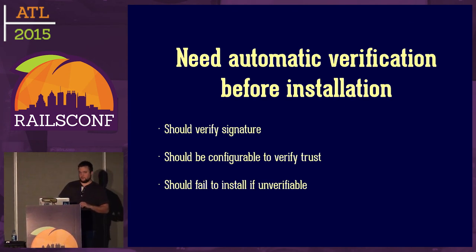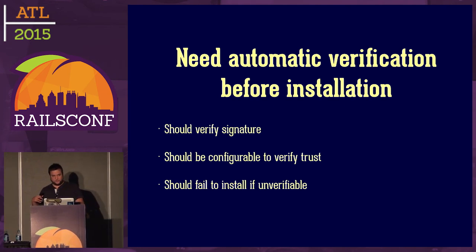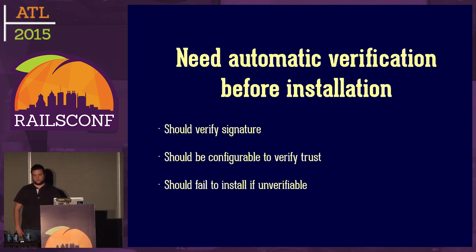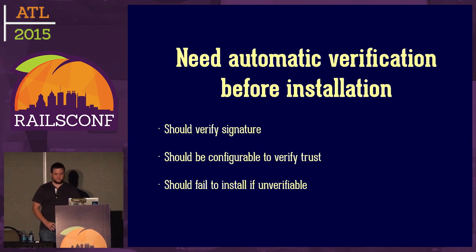It should be configurable to verify trust. So if I have a large web of trust myself, then I should say, you should be verifying that the person who wrote this software is somewhere in my web of trust. And if either of those checks fail, if you've configured trust, or if the signature fails, the gem shouldn't install at all, because it's not what we expect. It's not what we think it is, which means that it may be malicious.